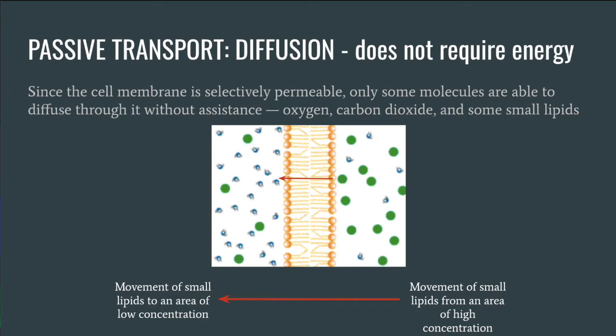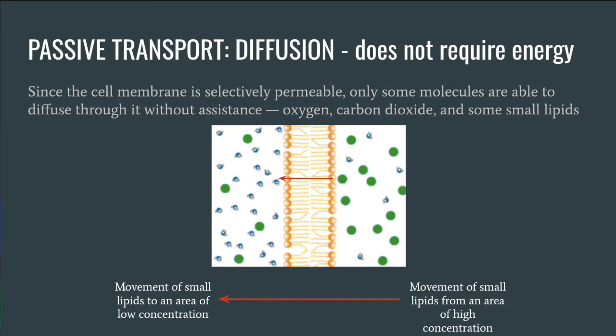I have one more example here. Since the cell membrane is selectively permeable, that means that only some molecules are able to diffuse across the membrane without assistance. So if things are too big, then you're going to need the help of a protein or something to help get it across the membrane. However, small molecules such as oxygen, carbon dioxide, and small lipids, those are able to easily diffuse across the membrane.